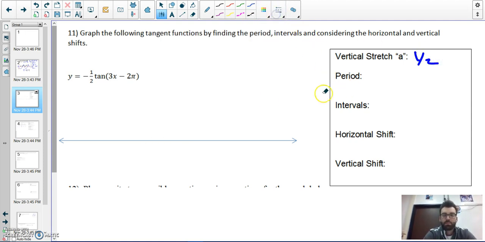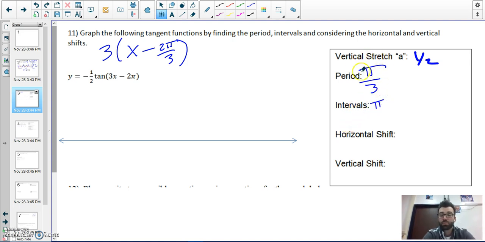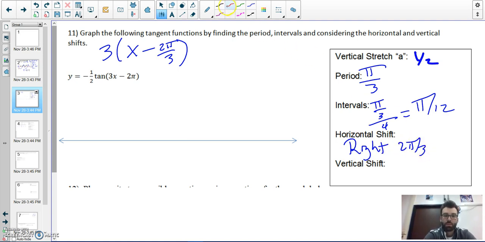My period, I don't see my B value, so I have to factor it out. When I divide 2 pi, I can't divide 2 by 3, so I'll just write it as 2 pi over 3. So my period is pi over 3. Intervals. Remember, tangent, we only use pi, not 2 pi, just 1 pi. Pi over 3 over 4 is pi over 3 times 1 over 4, which is pi over 12 for my intervals. My horizontal shift is right 2 pi over 3, which I'm going to plot that right away.